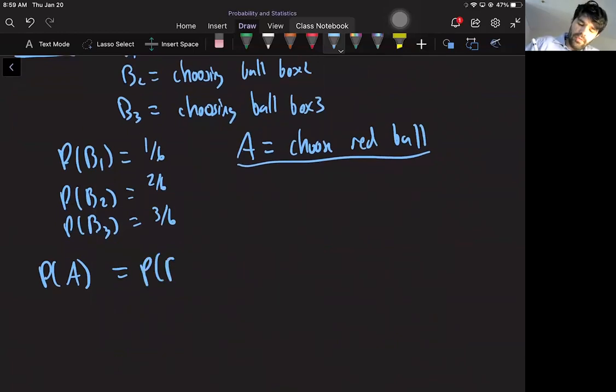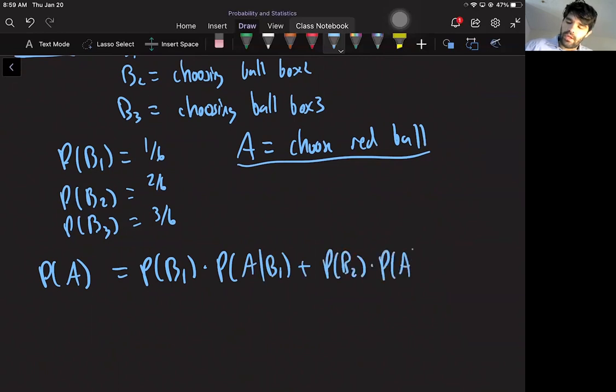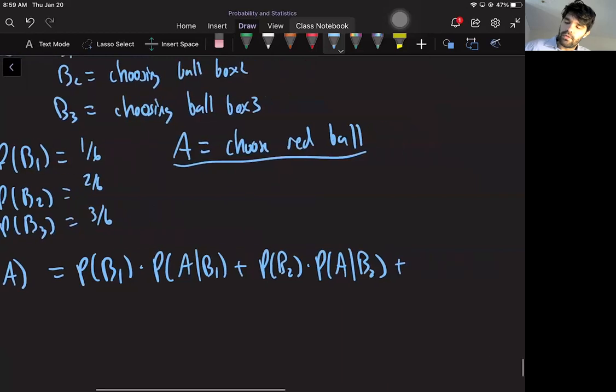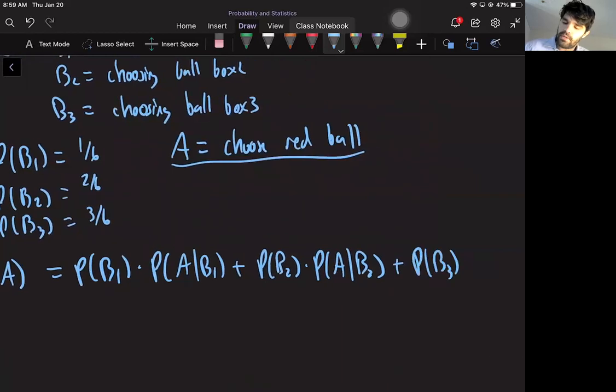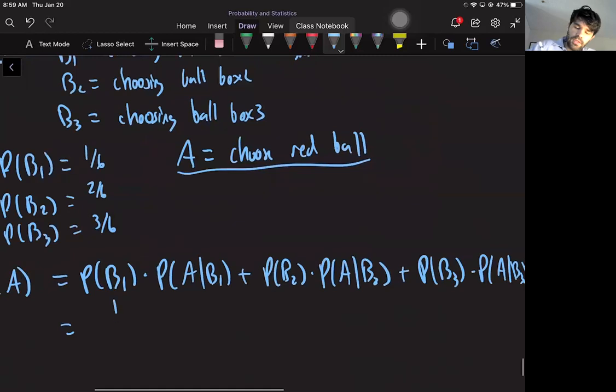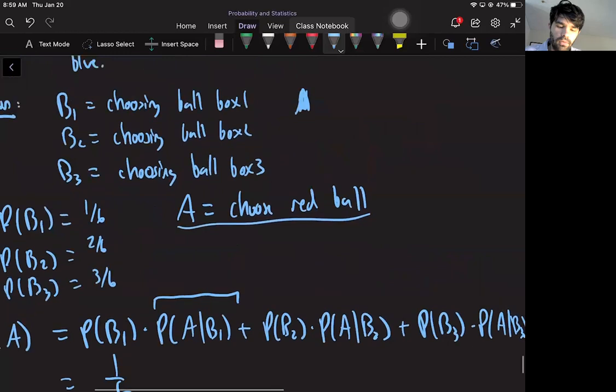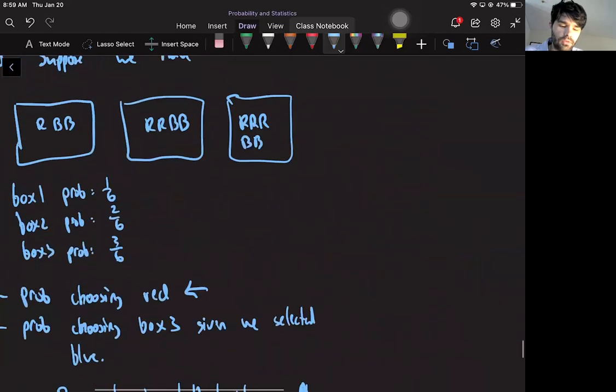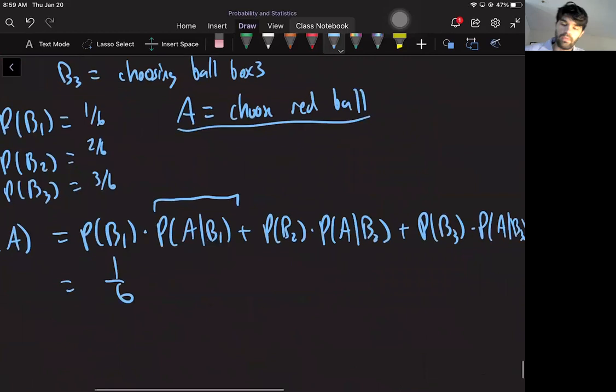Okay, so it's probability of B1 times probability of A given B1, plus probability of B2 times probability of A given B2, plus probability of B3 times probability of A given B3. And we know all these things. So this is 1/6. What's this? This is just the probability of choosing a red ball given that you're already in bucket 1. So you just have to go count and say there's 1 out of 3 red ones. So that's what goes there.